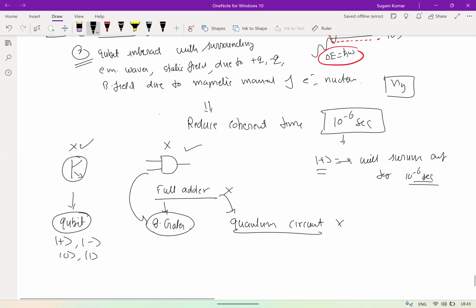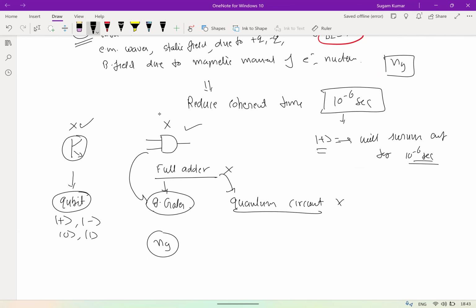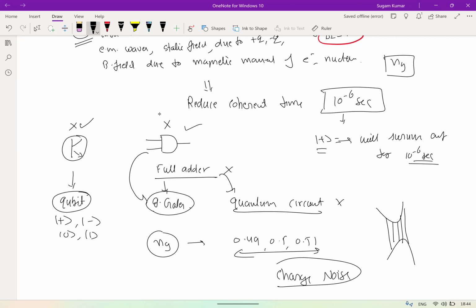So keep in mind, if I can't control NG, and if, let us say, this keeps fluctuating, say it becomes 0.49, sometimes 0.5, and then 0.51, this is going to change the energy separation. The separation will keep changing all the time, and this is going to destroy the qubit. And this is what is called the charge noise, because this is produced because of the change in the NG. NG is a charge, okay? So because of change in the NG, this noise is created, and that's why this is called a charge noise.